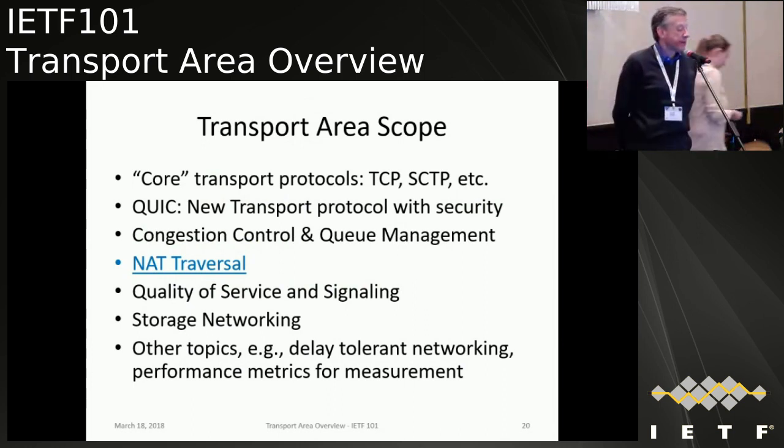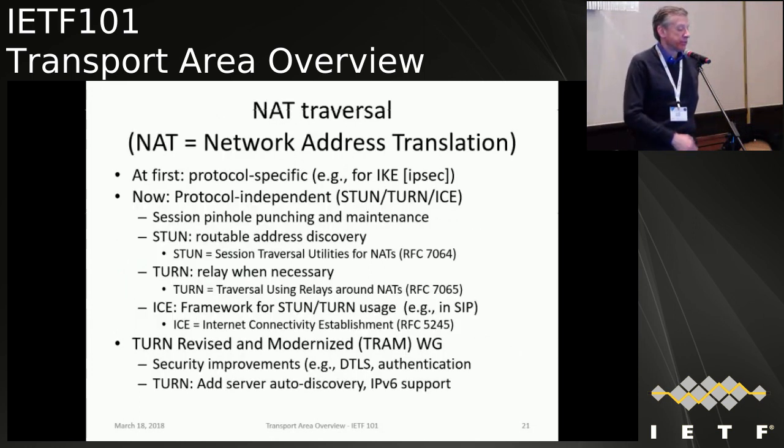Okay, so I'm going to pick up the rest of the transport area scope and describe things starting from NAT traversal. NAT used to be a dirty word around here. The IETF originally believed that we ought to be able to have an IP address for every single device, and they should all be able to communicate with each other. That hasn't worked out so well.